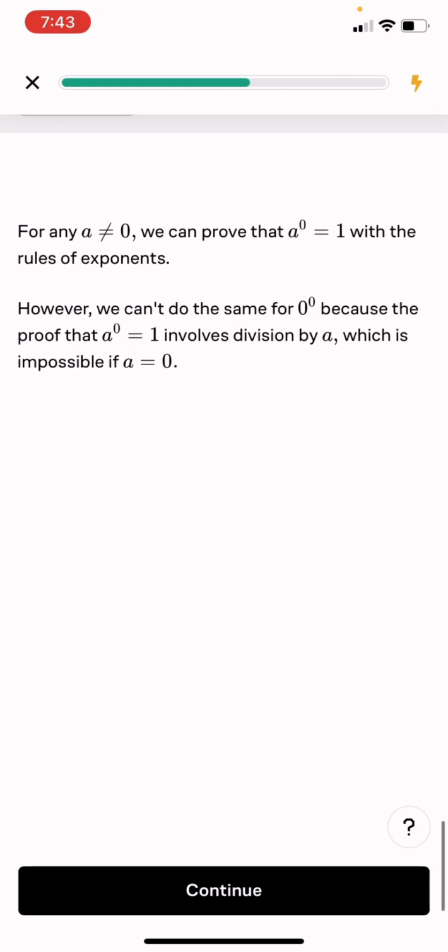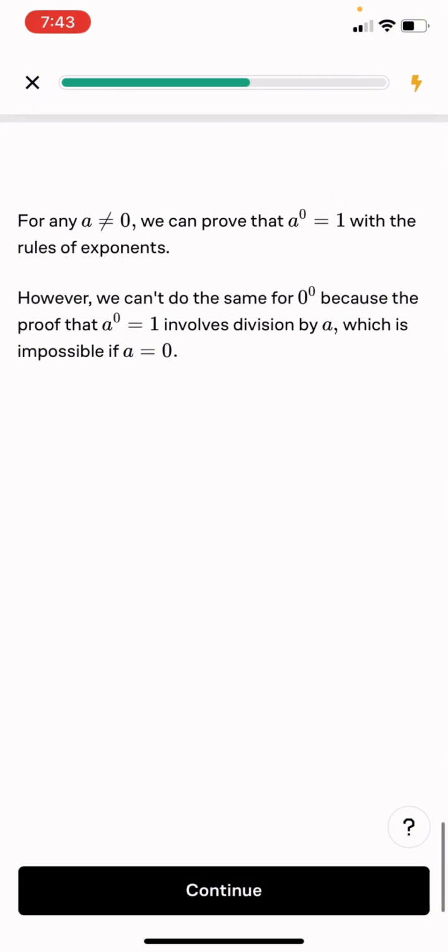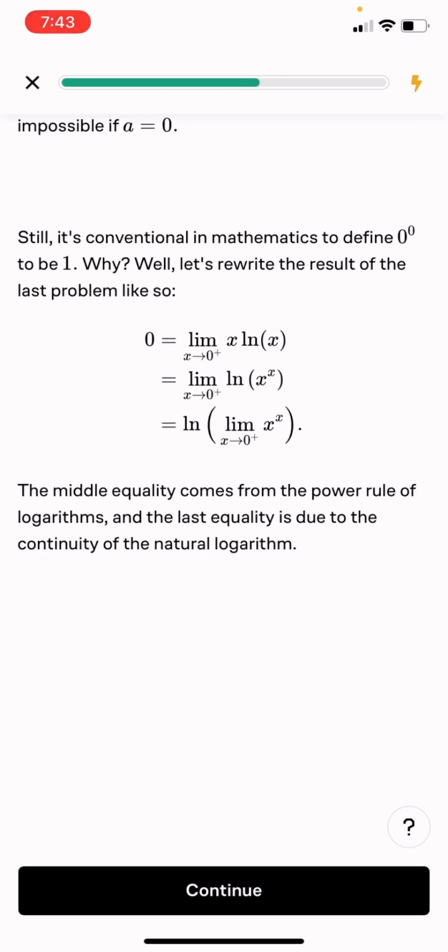For any a not equal to 0, we can prove that a to the 0 equals 1 with the rules of exponents. However, we can't do the same for 0 to the 0, because the proof that a to the 0 equals 1 involves division by a, which is impossible if a equals 0. Still, it's conventional in mathematics to define 0 to the 0 to be 1. Why? Well, let's rewrite the result of the last problem like so.